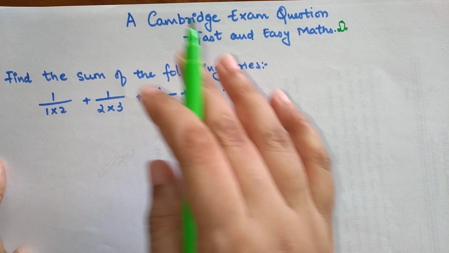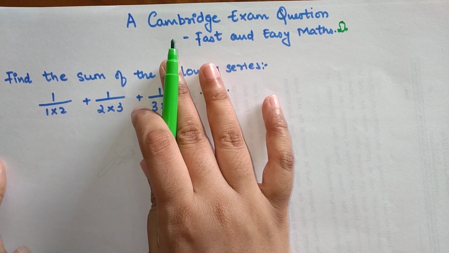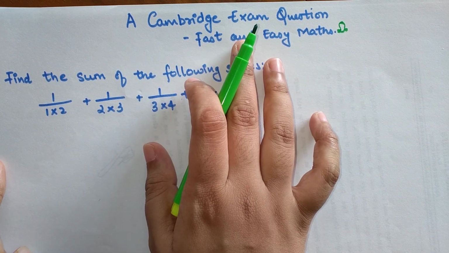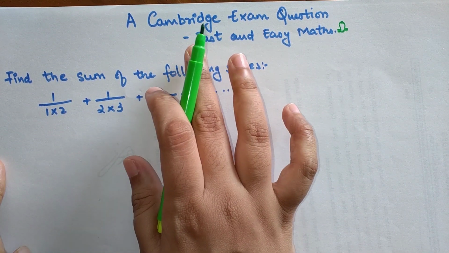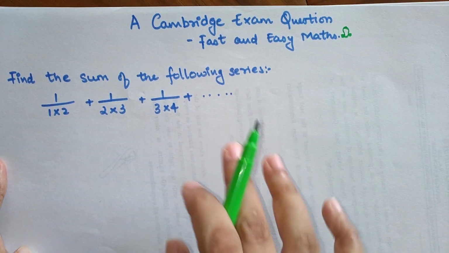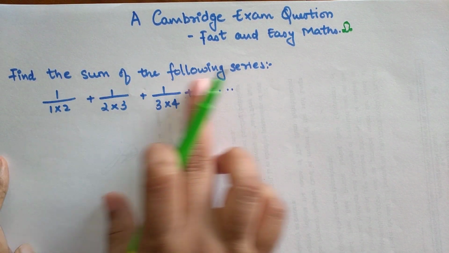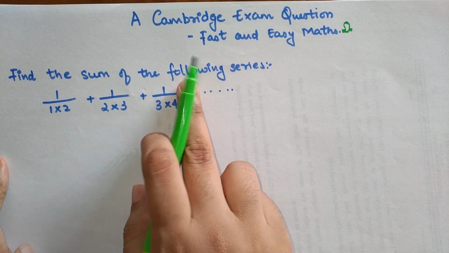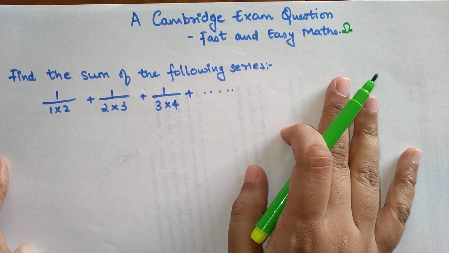So students, today we are going to discuss a problem which was asked in a Cambridge exam. This was actually asked in a graduation exam. So let's look at the question. Find the sum of the following series: 1 upon 1 into 2 plus 1 upon 2 into 3 plus 1 upon 3 into 4, and so on and so forth.